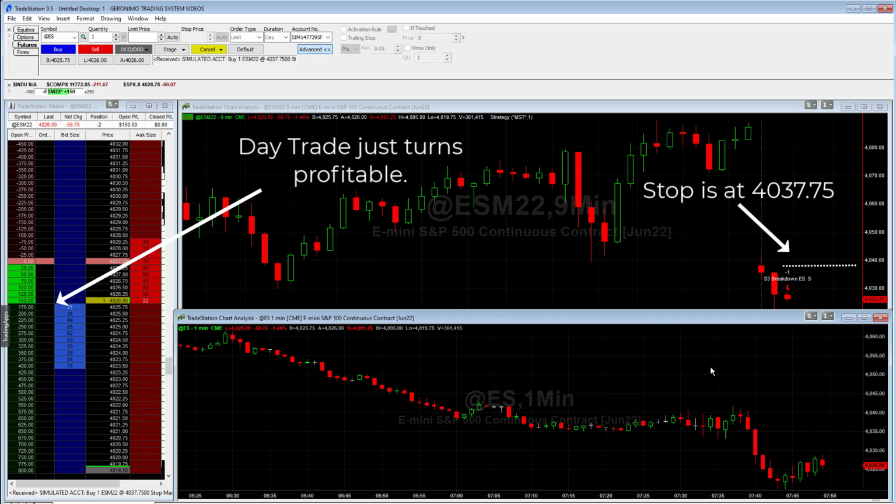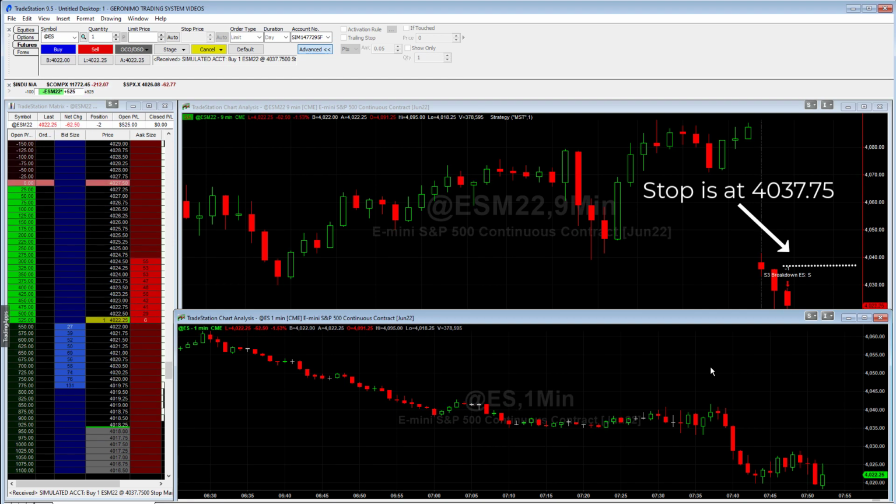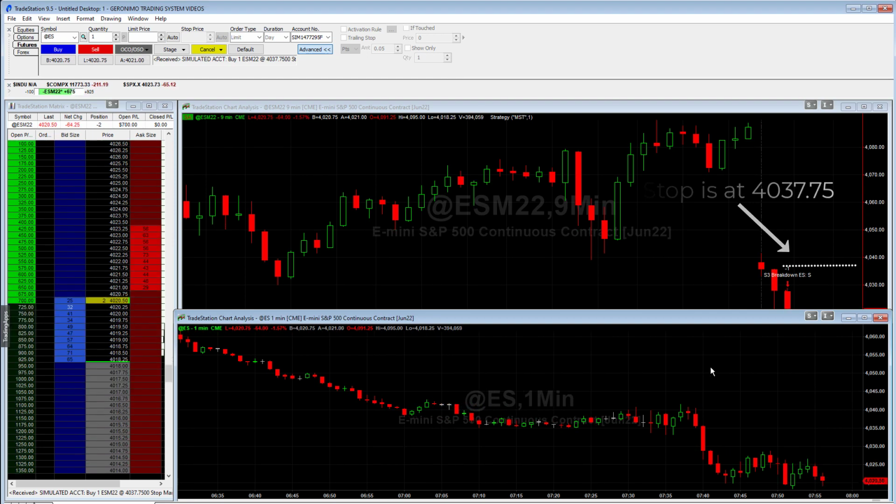Now what you'll see is that we got filled at approximately 4027.5. What you don't see on the chart is the stop that was sent out, but we do have a stop of $500 that was issued, and that was at basically 4,037.